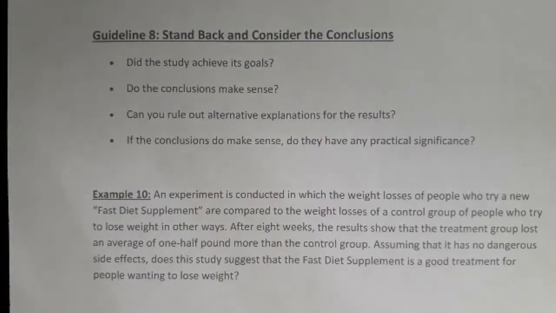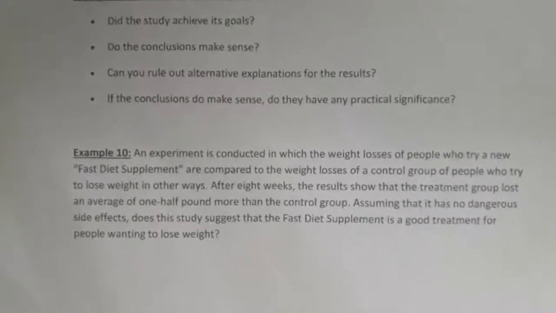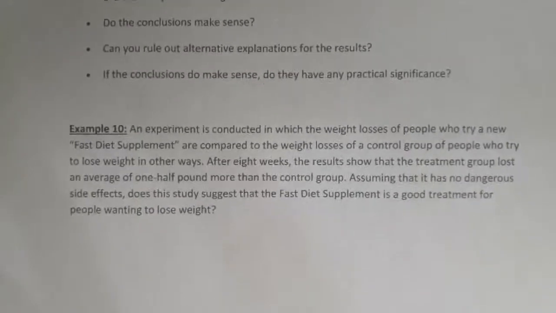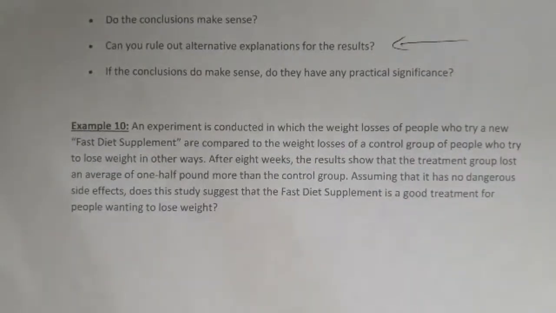Okay, now they're breaking it down. Did the study achieve its goals? Do the conclusions make sense? Can you rule out alternative explanations? This is something we want to be able to do. We want to look at everything that could possibly be confounding this. We want to look at other variables and rule them out, showing that this isn't the thing that's actually controlling it. We want to make sure there's not a third variable that we didn't think about. If the conclusions do make sense, do they have any practical significance?